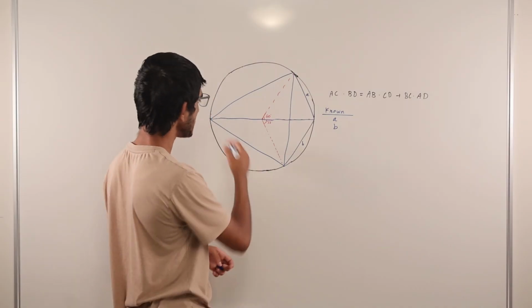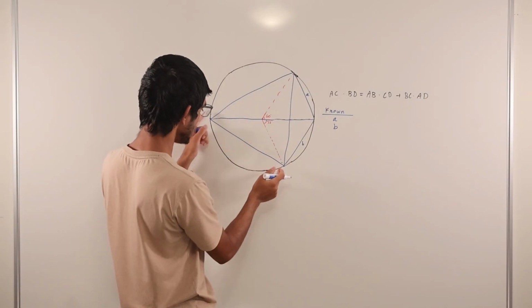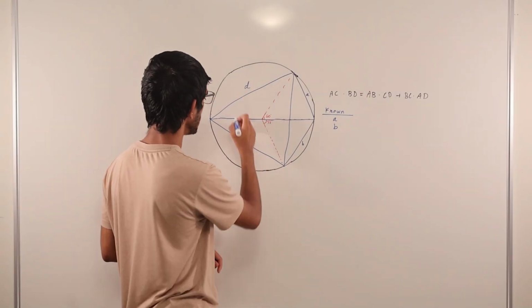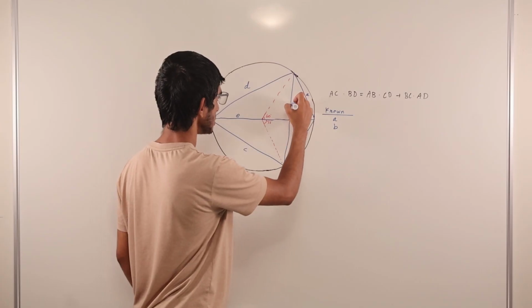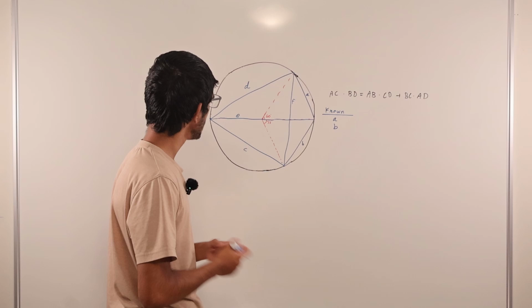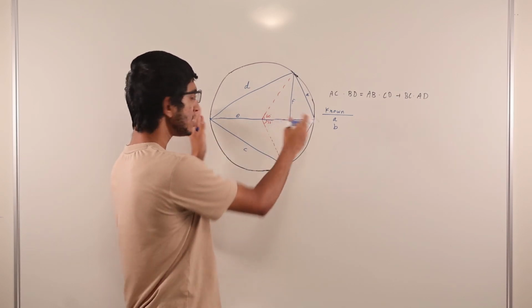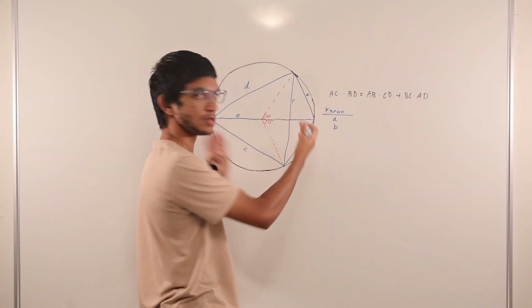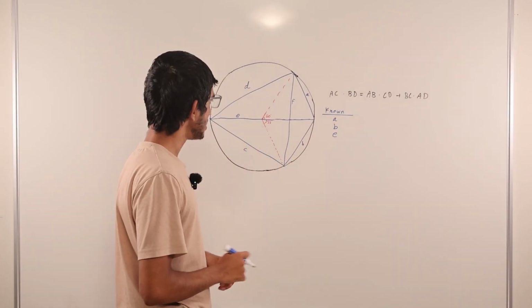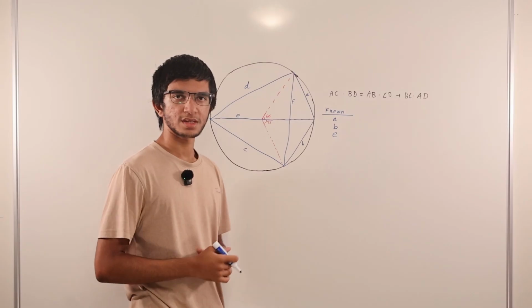Well, let's start by labeling all the sides. I'll call this one here side C, this one side D, call this E, and finally our chord of 132 as F. Now, we know the length of E because it's equal to the diameter. So I'll write that down, E. But there's still three other unknowns.